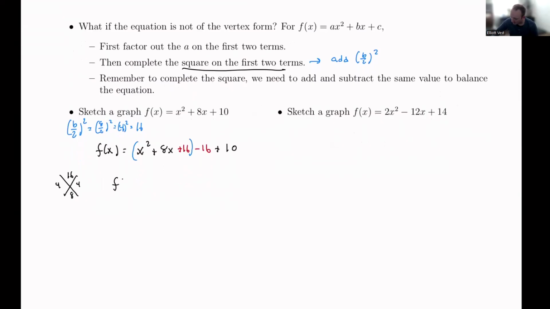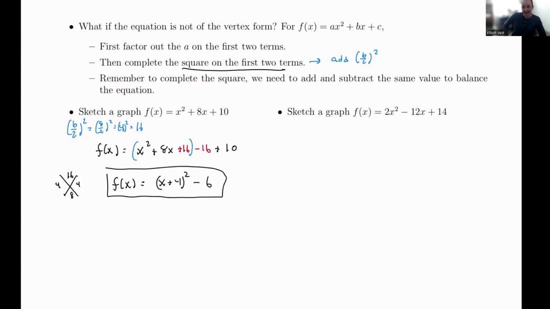So we have f of x is equal to (x plus 4) squared. And then the outside is negative 16 plus 10. This is minus 6 here. Well, what do you know?